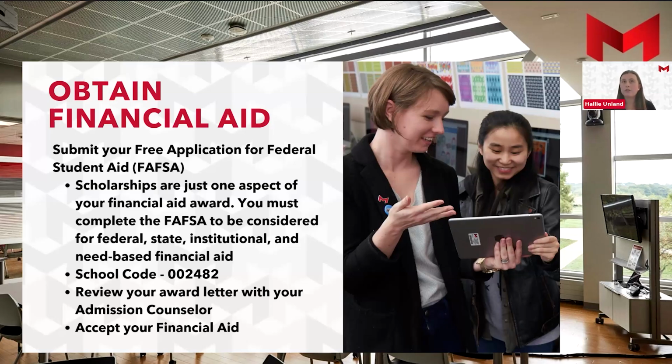It kind of goes in an order. So advanced tuition payment, then housing, then roommate request form. If you still don't see it after a bit, reach out to your admissions counselor and we can help you get that figured out. So no worries there.